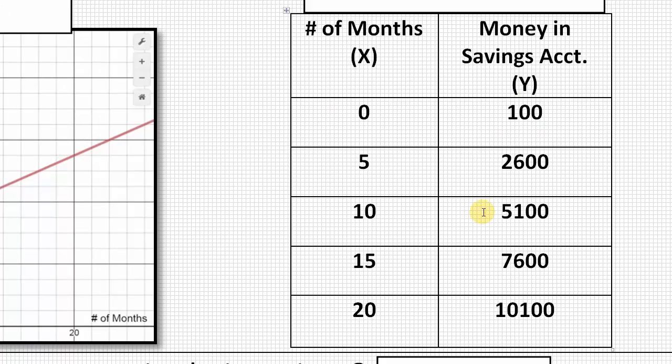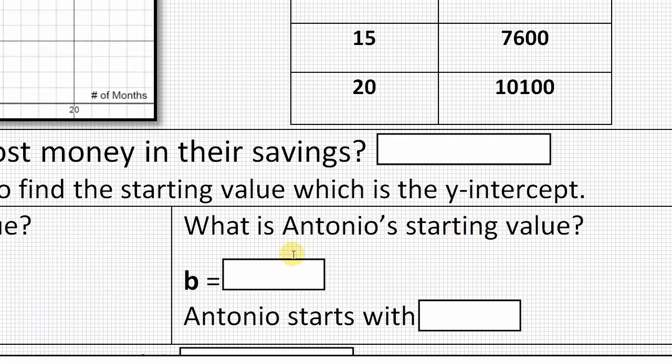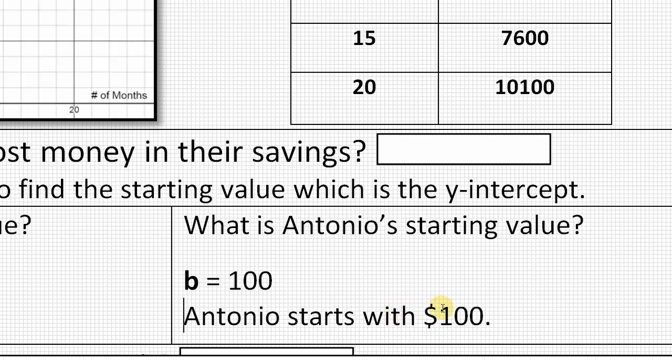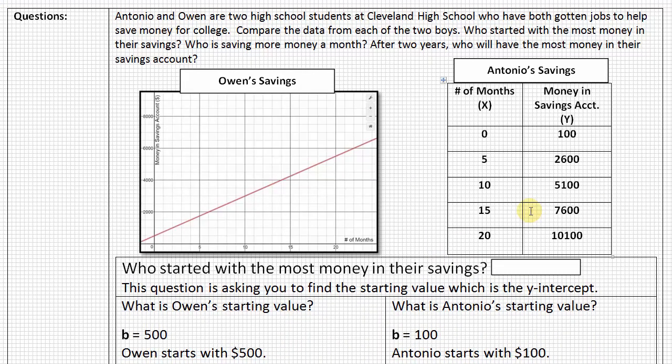We have to do a little thinking about how it was on the graph: when x is 0, we're on the y-axis. And so here in his table, when x is 0, at 0 months, he has $100. So 100 must be his starting value. So Antonio starts with $100. So in our question, who started with the most money, if Owen has $500 and Antonio started with 100, then Owen started with more money in their savings account.